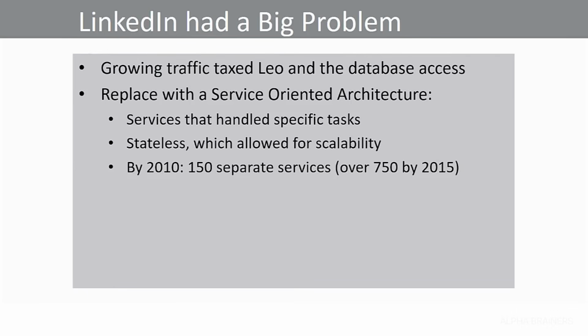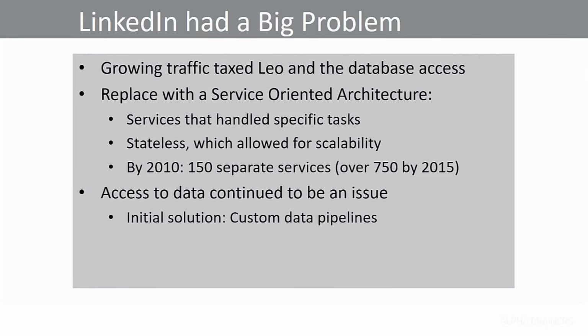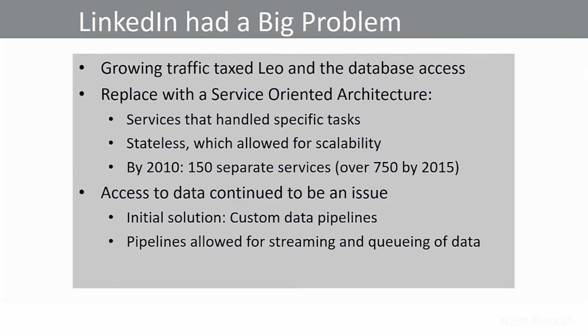However, it did still have a problem as far as accessing data. So what they really needed to do is come up with a solution, and initially they came up with a customized solution where they had custom data pipelines. The pipelines allowed for streaming and queuing of data. But unfortunately, they still didn't solve the problem overall. The problem with the streaming and queuing of data is that if the client software or the services were not responding quickly enough, it caused a backlog, and that caused a big issue as far as the data transfer is concerned.